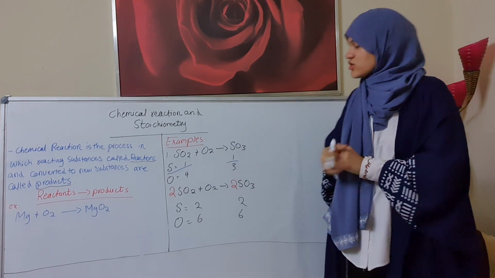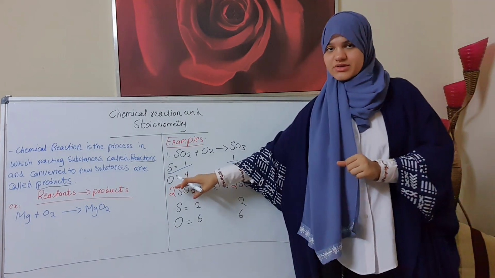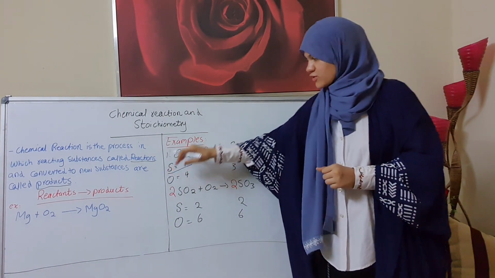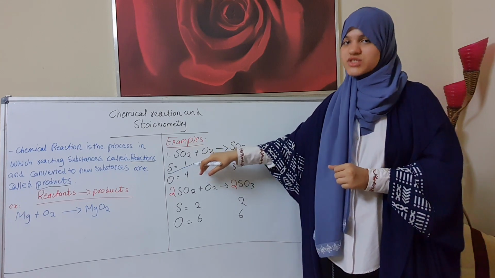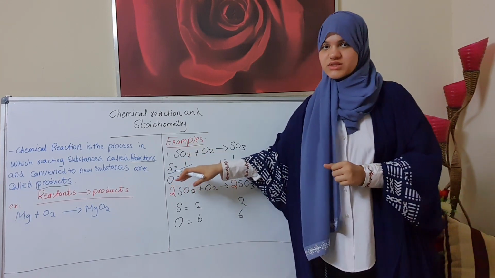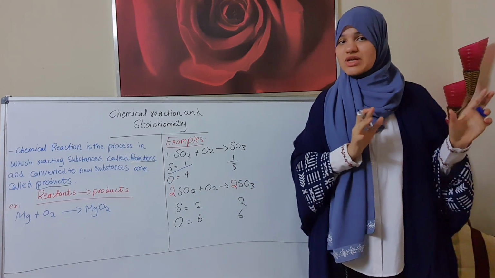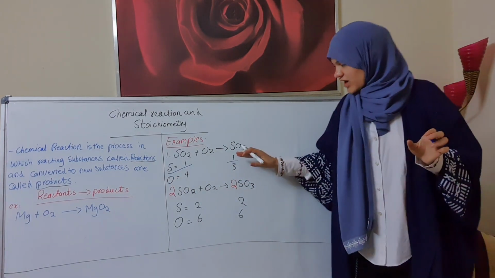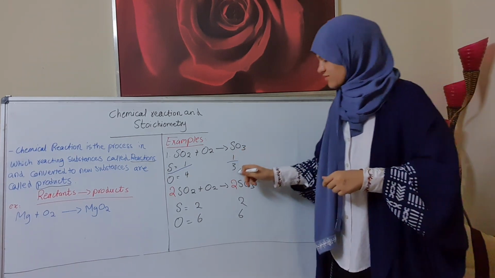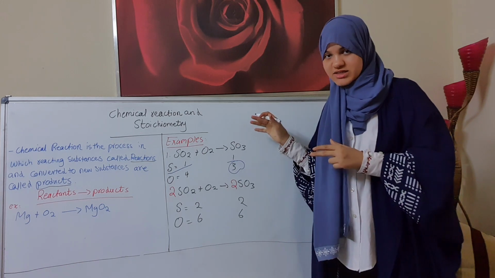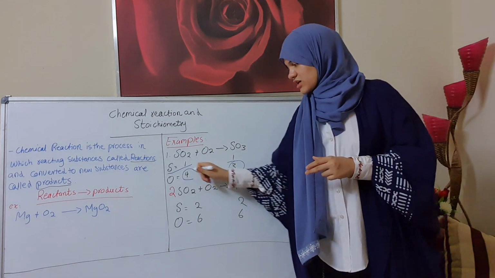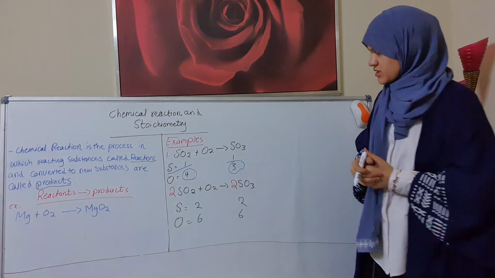But in oxygen, here we have 4. Why? Because we have here 2 oxygen with sulfur and we have here 2 oxygen also. So 2 plus 2 will give us 4 oxygen in the reactants only. But in the products we have only 3 oxygen. So oxygen in the products is 3 and in the reactants it's 4. We want to make them balanced.